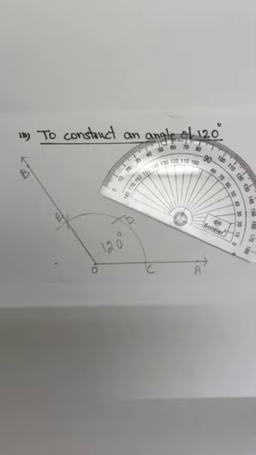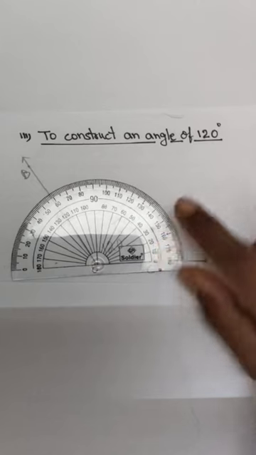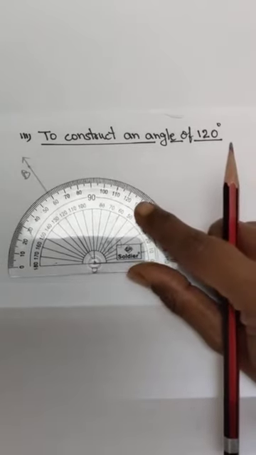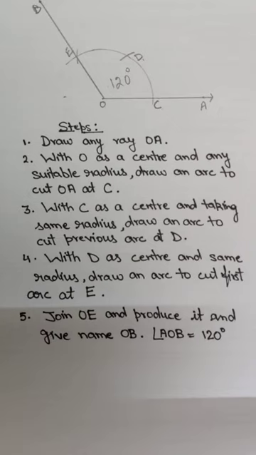Let us check it by measuring it with the help of a protractor. See, this is an angle of 120 degree. Here are the steps of construction, how we have drawn this angle of 120 degree.